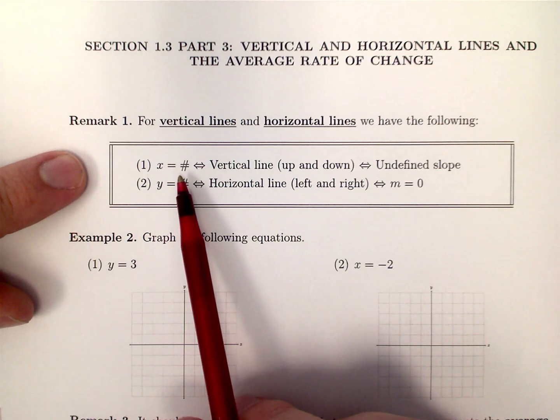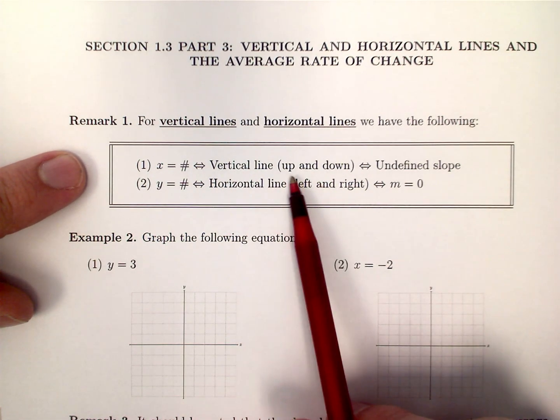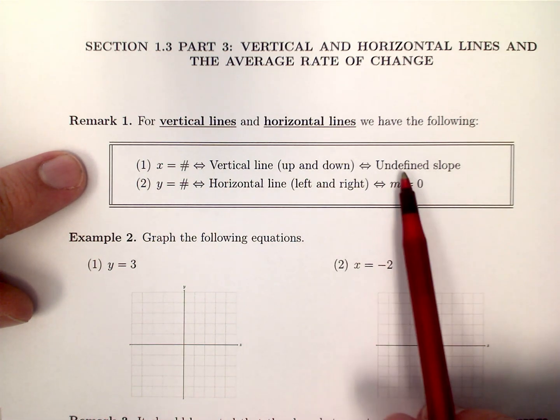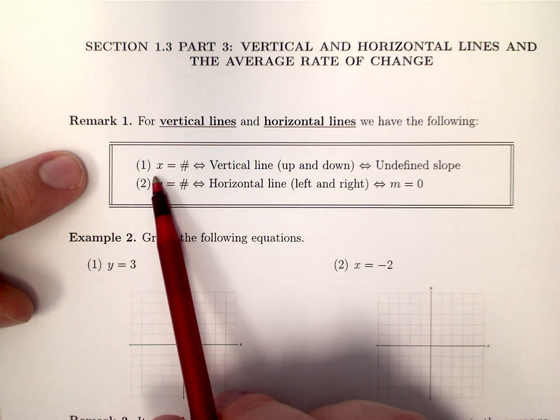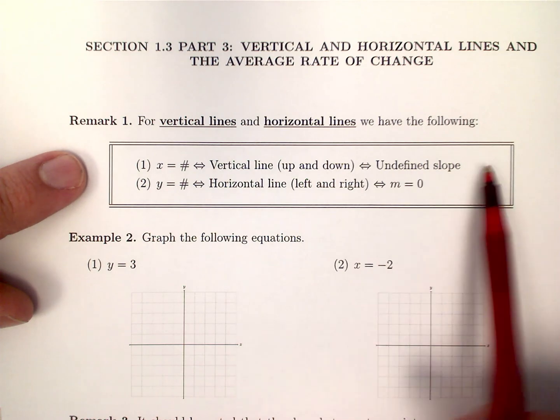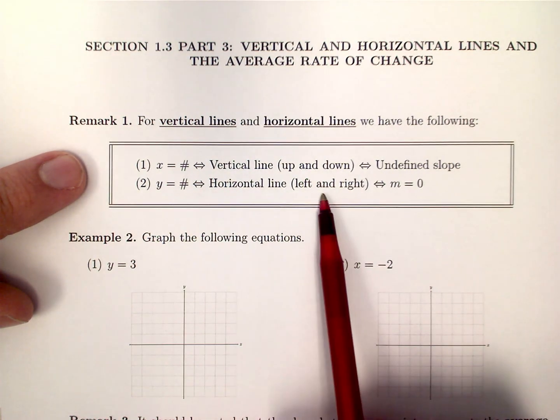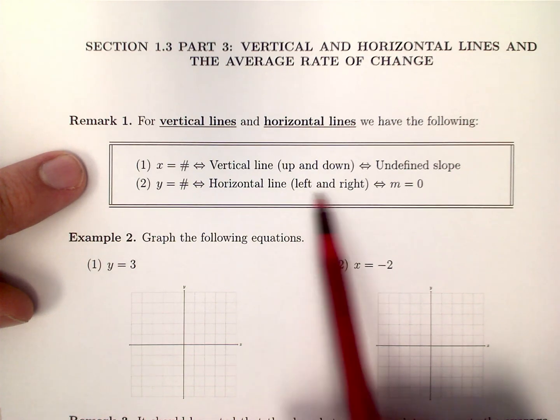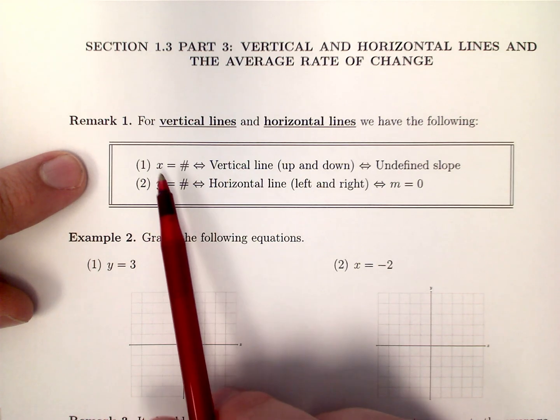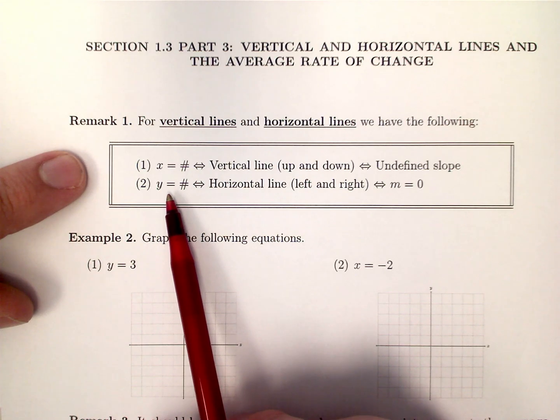If you see x equals a number, this indicates a vertical line, vertical meaning up and down, and it always has an undefined slope. Or if you see an undefined slope, you know it's a vertical line, x equals a number. If you see any one of these three things, you should know the other two are also the case. For horizontal lines, going left and right, it always has a slope of 0, and it's always given by y equals a number. So x equals a number is a vertical line, and y equals a number is a horizontal line.